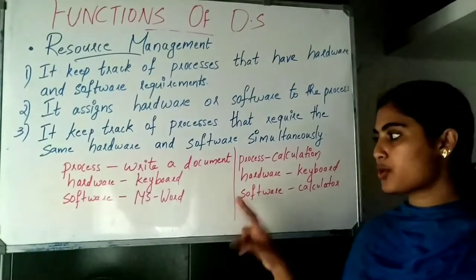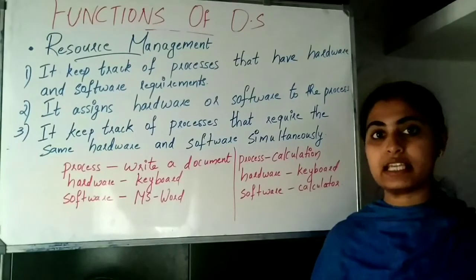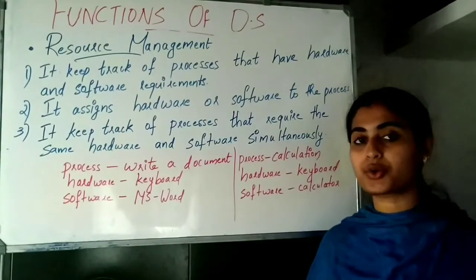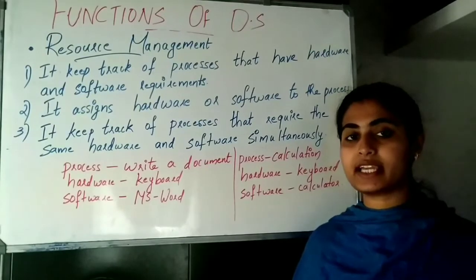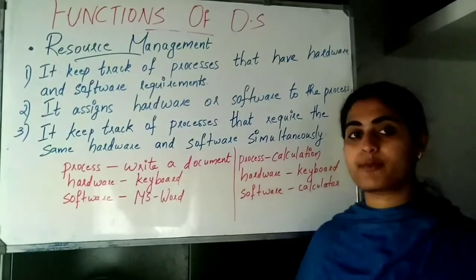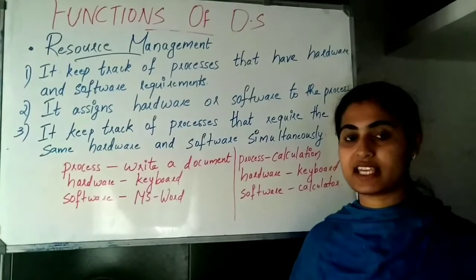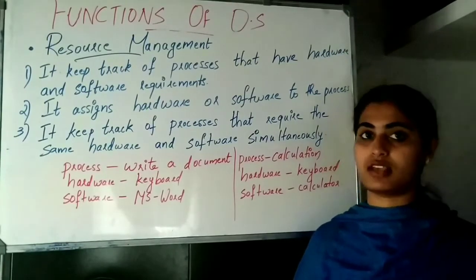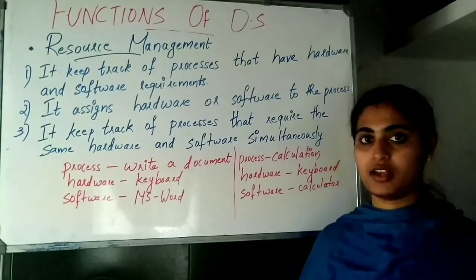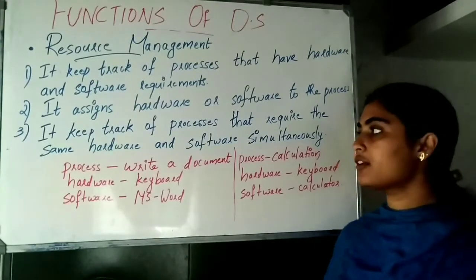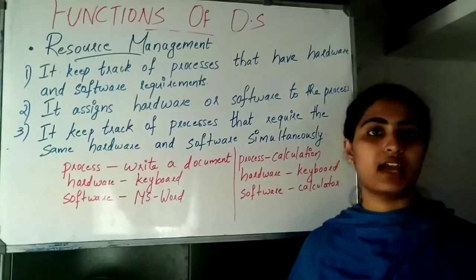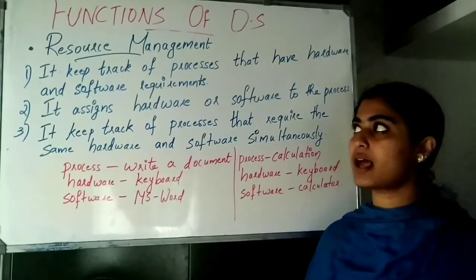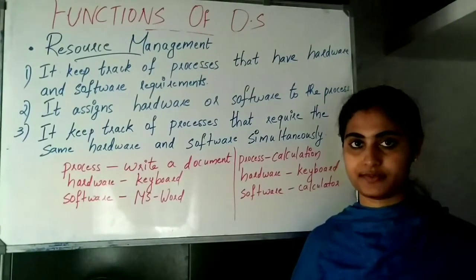So in these two processes, the hardware needed is keyboard, and these two activities are to be done at the same time. And operating system will keep track of such type of processes in which they require the same hardware and software at the same time. Okay. That is the third point. It keeps track of processes that require the same hardware and software simultaneously. So this is about resource management.